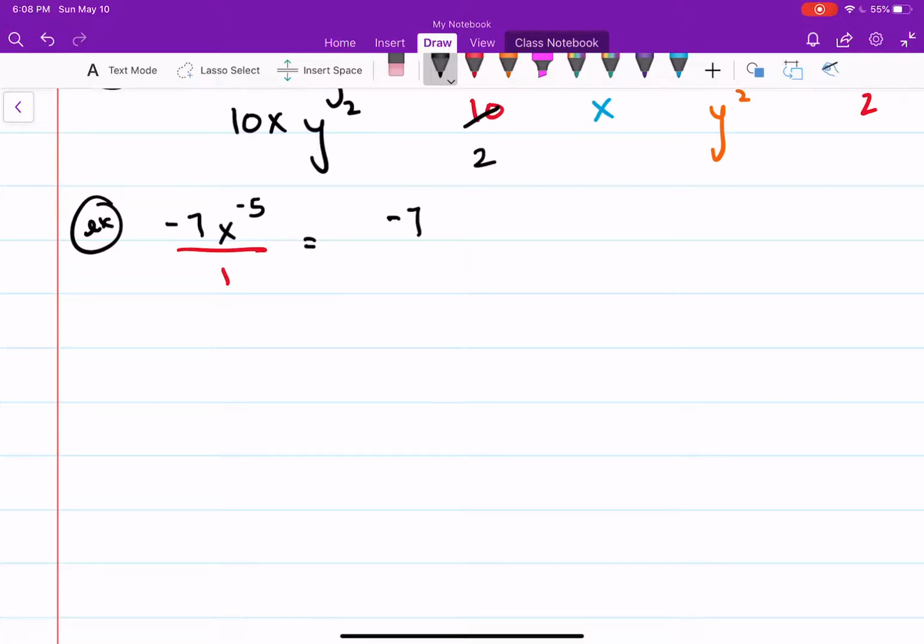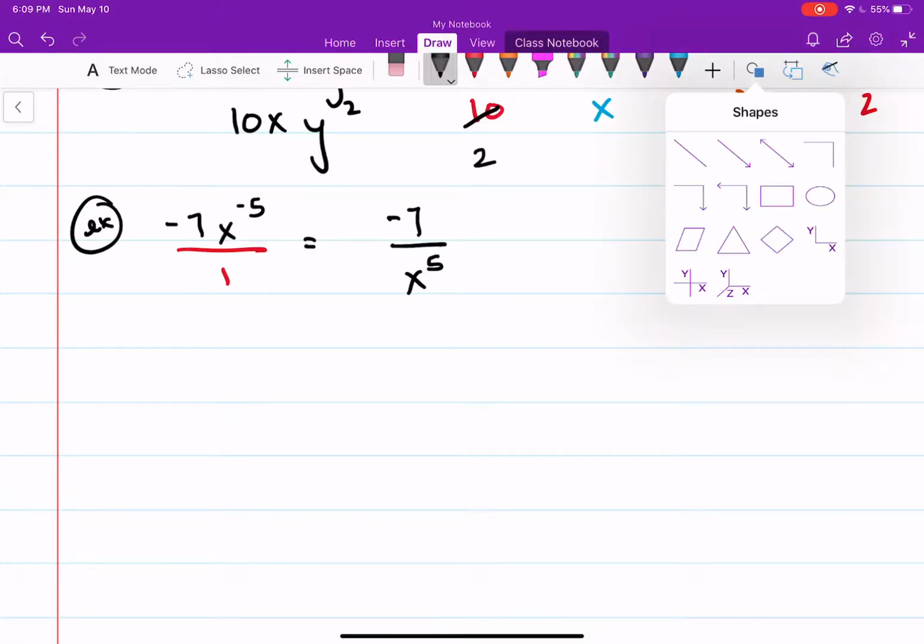Okay, so now let's look at the x to the negative 5th. Again, it's a negative power. It doesn't like being on top. That's the reason why we would let it be on the bottom. And that would be your answer.